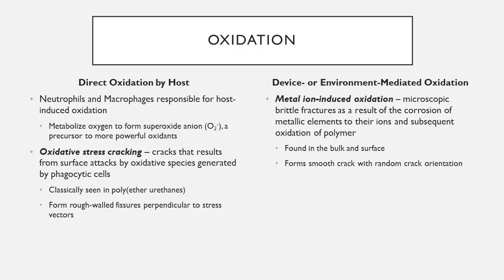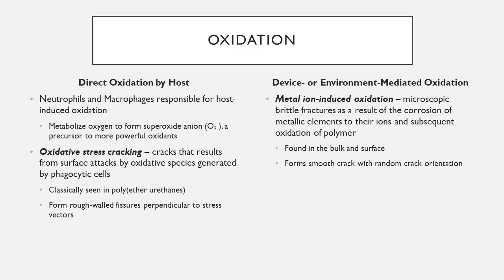Oxidative degradation can be mediated by two different mechanisms, one being directed by the host, the other being mediated by the device itself or the environment that it's in. Examples of direct oxidation by host typically are due to either neutrophils or macrophages. So these are cells of the host that are themselves inducing oxidation. To recap from the inflammatory process, neutrophils tend to act in the early stages during acute inflammation, and then macrophages and also monocytes that fuse with macrophages to produce foreign body giant cells act over the course of chronic inflammation, typically the lifetime of a component.